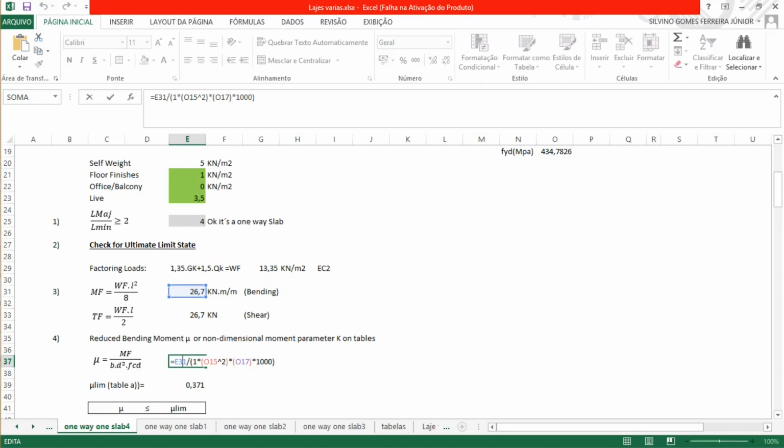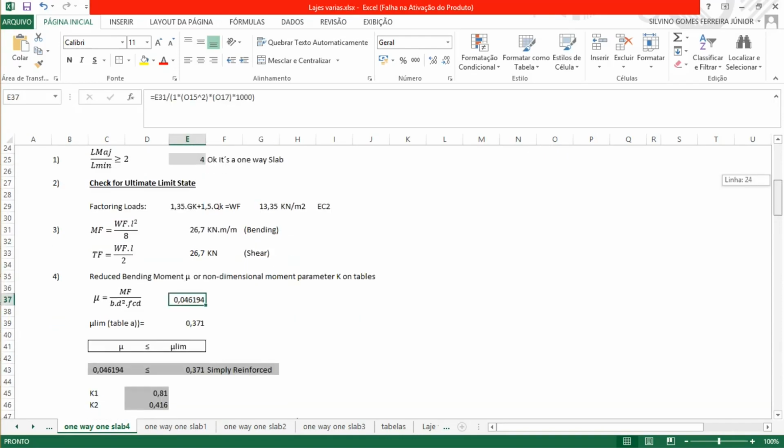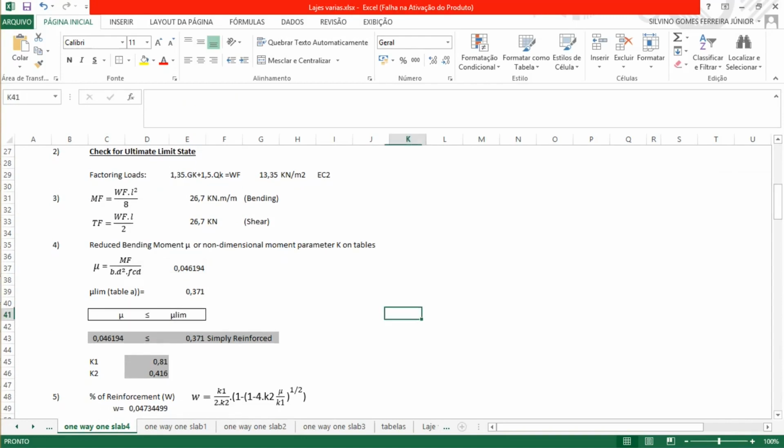Of course, it will have this equation, and we'll get this non-dimensional moment that is equal to this. And we have already to say, for economic purpose, what is the limit for this reduced bending moment. So the bending moment we have here has to be less or equal to the limit of bending moment, and this we have on table.